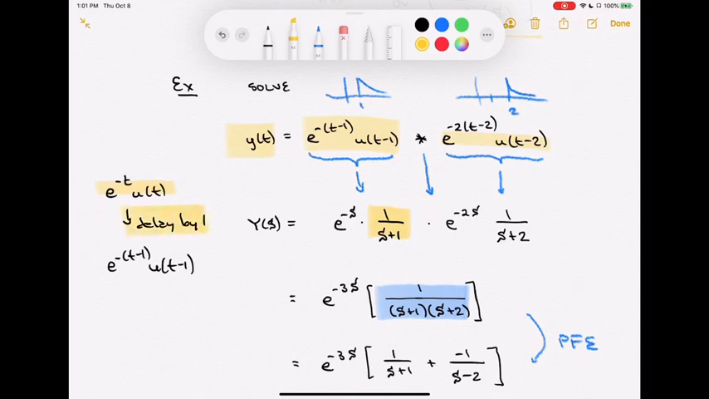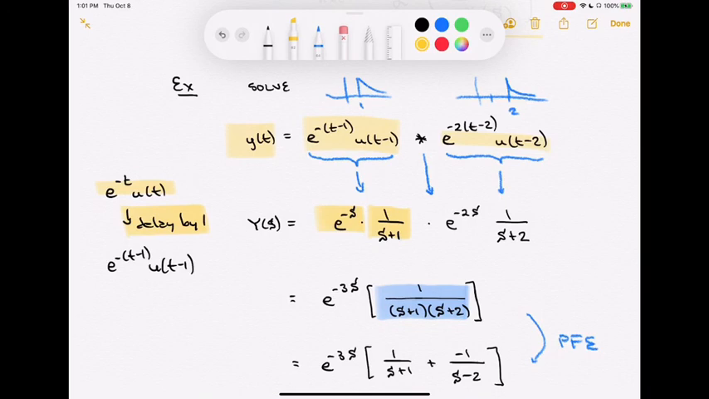And I know what it means to delay a signal by 1 because of our properties. We know a delay in time is multiplication by an exponential, e to the minus whatever the delay was, 1 in this case, times s. So I'm going to get e^(-s). So through simple properties and tables, I can easily take the transform of that first argument. e^(-(t-1)) u(t-1) transforms to e^(-s) times 1 over s plus 1.